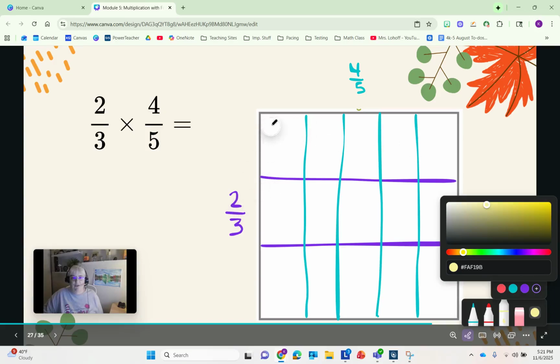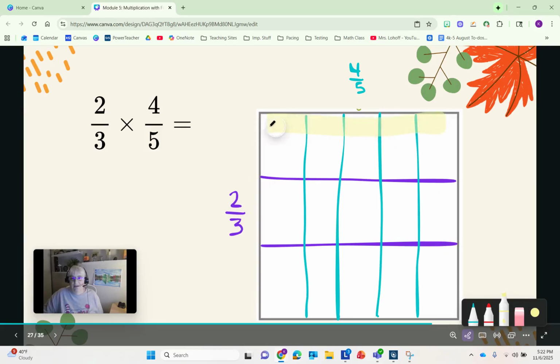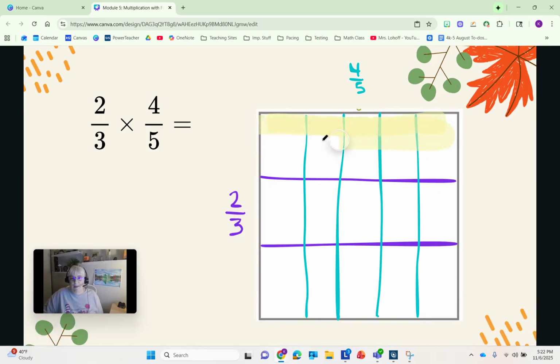All right, now I'm going to take highlighters and I am going to fill in. Let's do yellow for 2/3. So remember, this is 1/3. And here is 2/3.